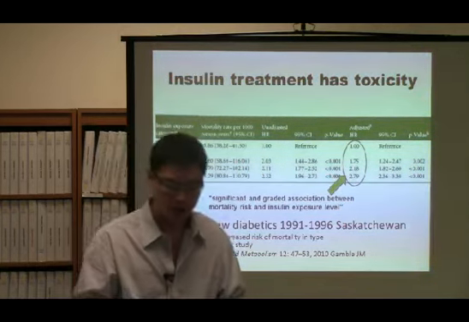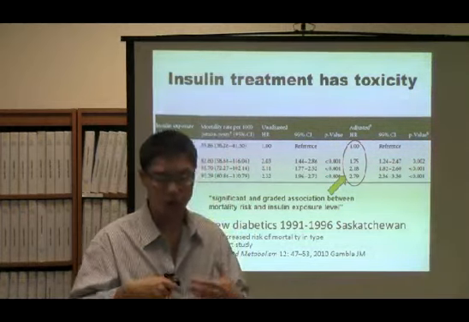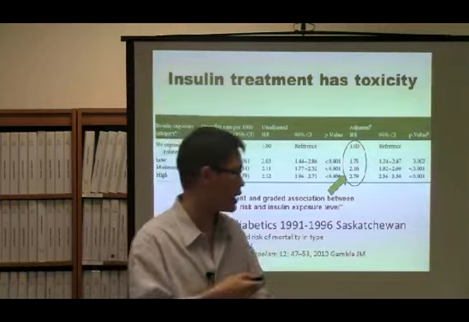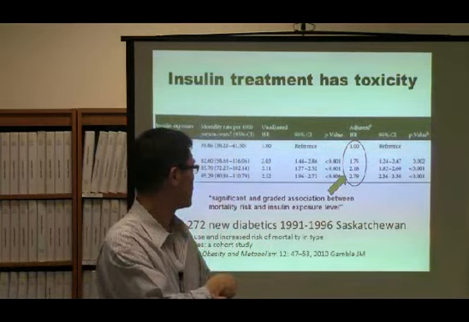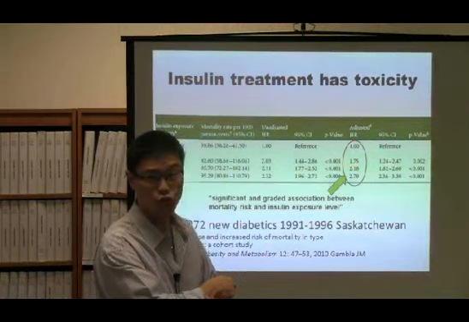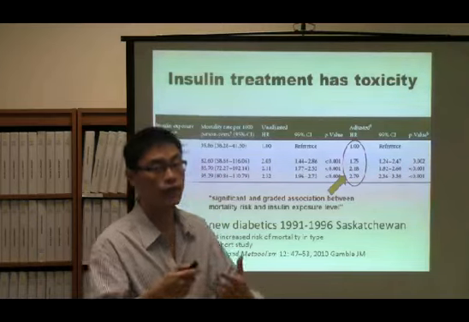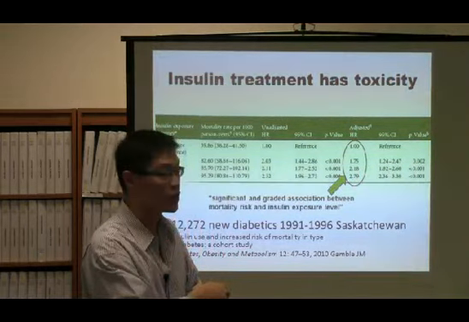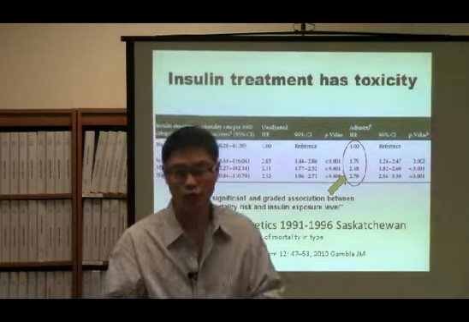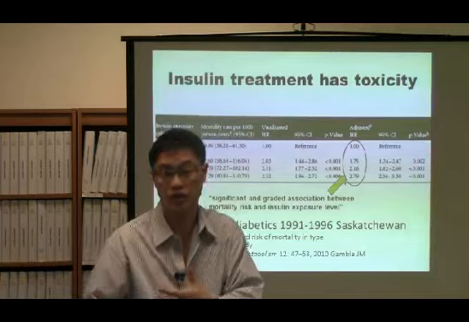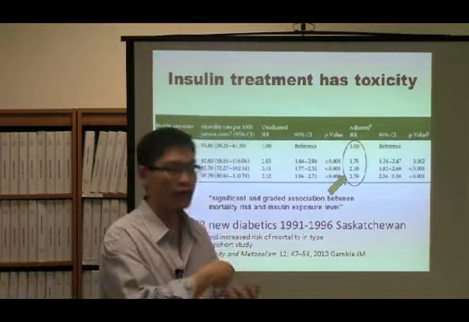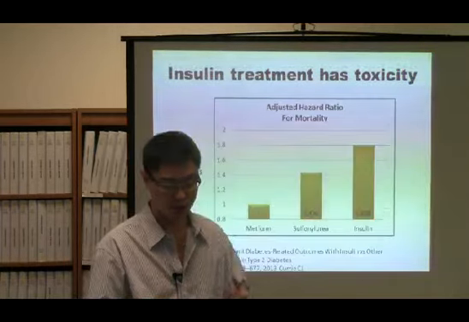And they looked at how they did, in fact, basically how much heart disease they had, how they died. You can see that compared to not taking insulin, taking a low dose of insulin carries a huge risk, and taking a high dose of insulin carries an even bigger risk. Now, this doesn't prove anything by itself, because it might be that the people who have worse diabetes actually have to take more insulin, therefore they do worse.